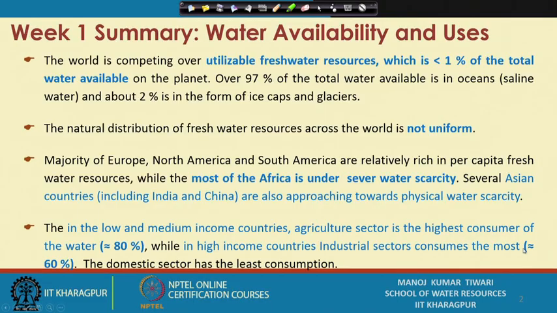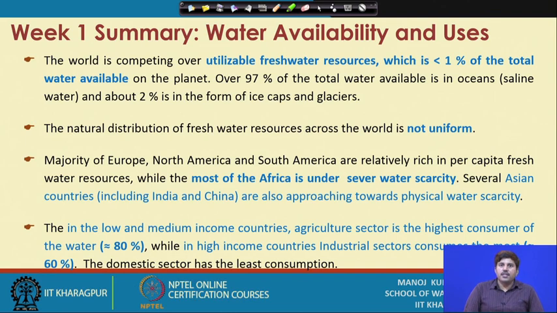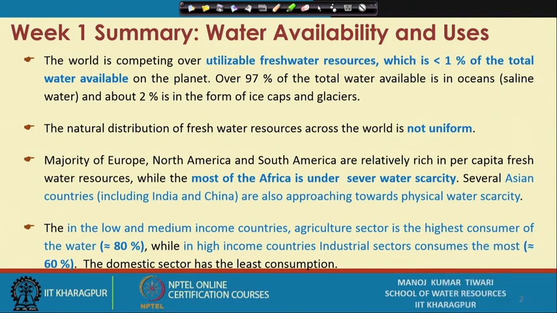To start with, in week 1 we discussed the water availability and uses conditions in the entire world, and specifically focusing on the conditions in India. So, quickly discussing what we discussed, the world is actually competing over utilizable freshwater resources, which is less than 1% of the total water available on the planet. If we go by the US Geological Survey estimates, close to 97.2% of the total water is available in the ocean, which is saline and cannot be used, and about 2% is in the form of ice caps and glaciers, again impractical to use. So, we are basically competing for fresh water which is less than 1% of the total water available.